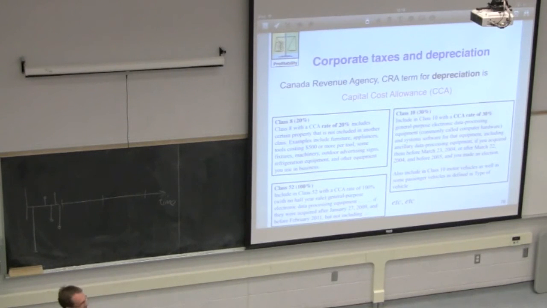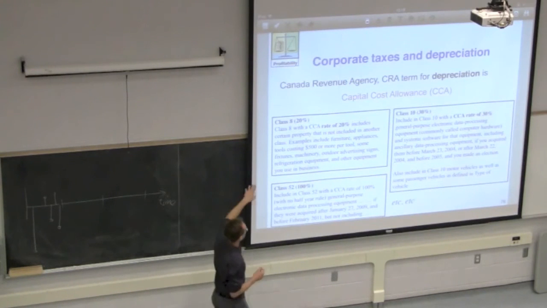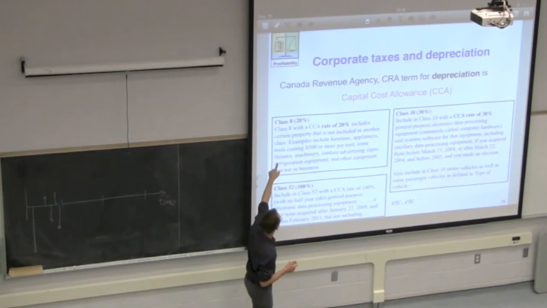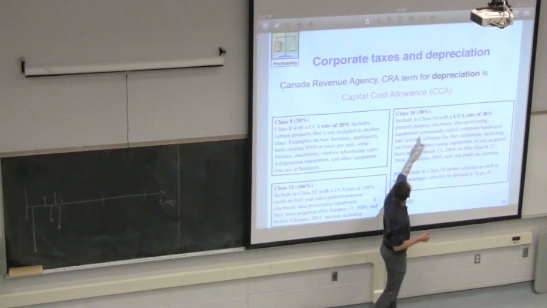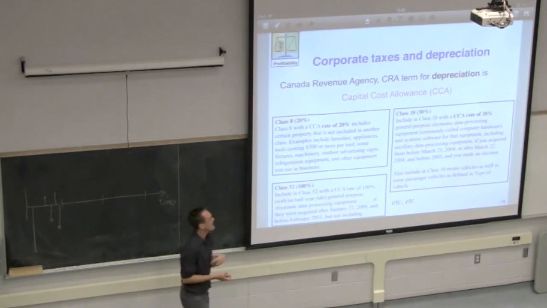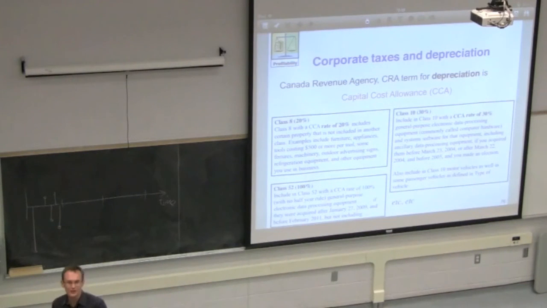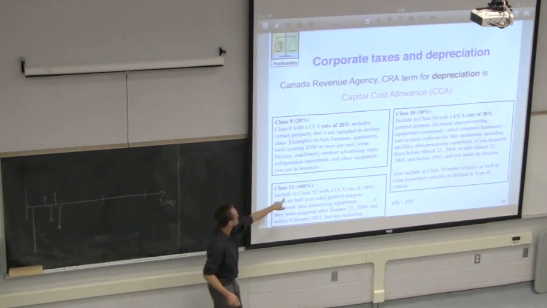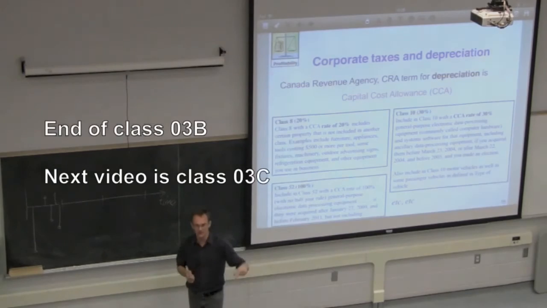But just to indicate, there's about 50 classes of depreciation on the CRA's website. I've just written three of them. Class 8, and of course this is worded as only the government could word it, includes certain property that is not included in another class: furniture, appliances, tools, costing more than 500. This one is general purpose electronic data processing equipment, commonly called computer hardware, and system software for that equipment, including ancillary data processing equipment. This is a good thing why we're not accountants, right? So what we will do though is we'll just simply look at this value, 20%, 30%, 100%, and we'll talk about that in 2 minutes.